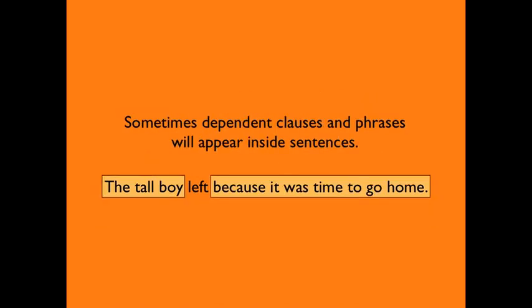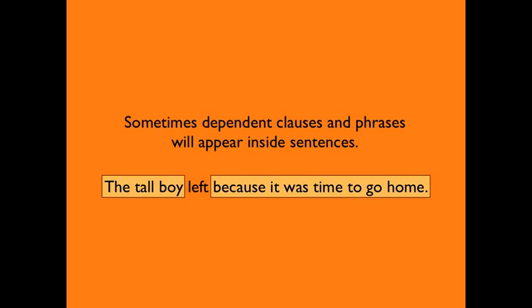And then there will be times when dependent clauses and phrases will appear inside sentences together. In this example, the tall boy is our actor phrase. What is his action? He left. And why did he leave? Because it was time to go home. Technically, because it was time to go home is a dependent clause, but we're treating it as the answer in this sentence.